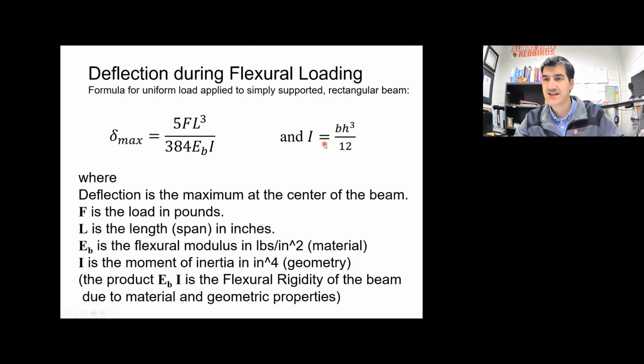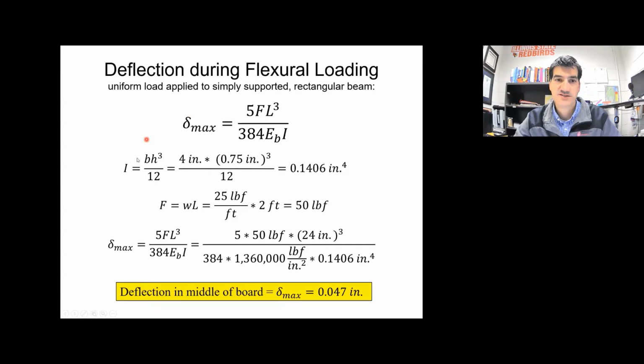Okay, there's our equation for the moment of inertia. For any rectangular beam, that's always the equation you're going to use. So let's solve for the moment of inertia. Plug in for b, the width, which was given as 4 inches, and the height of the beam, which was 0.75 inches. We cube that and divide by 12, and we get a moment of inertia of 0.1406 inches to the 4th.